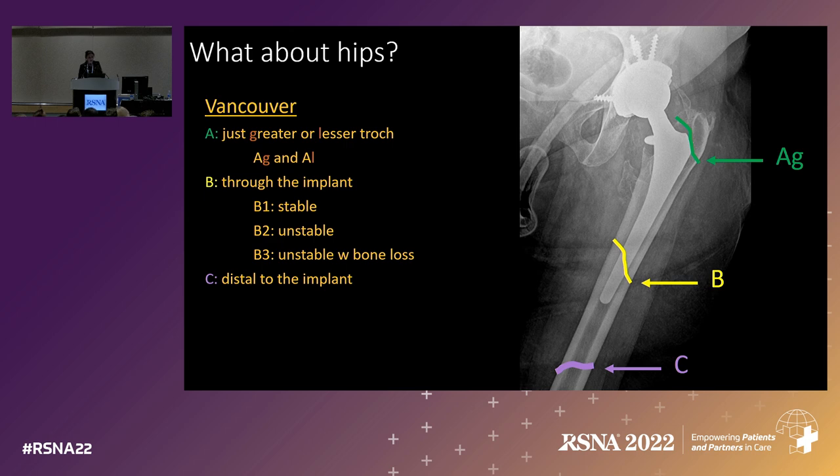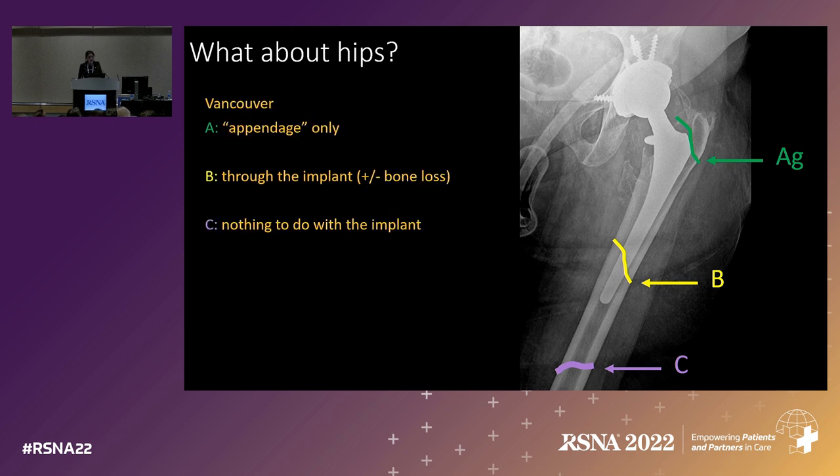Again, you do not need to memorize this. This kind of makes sense, right? Is it just one of those sort of appendages? Is it just a lesser troch or a greater troch? Does it involve the implant itself? That would be a B. And then C is, yeah, there happens to be an implant in this bone, but this fracture has nothing to do with the implant itself.